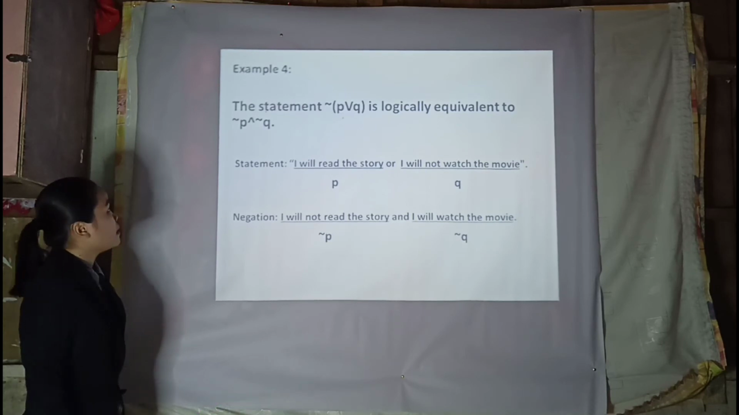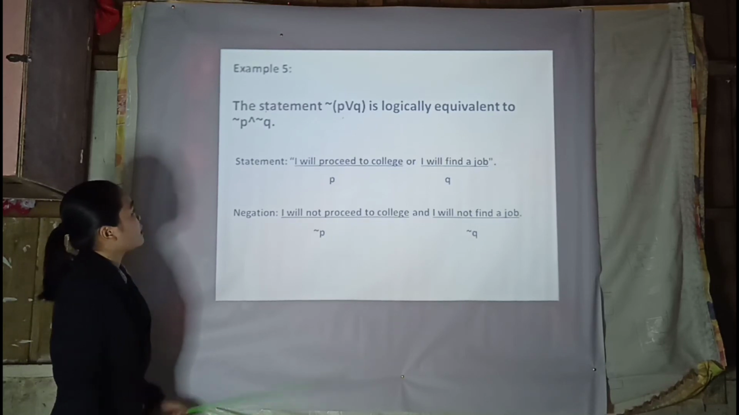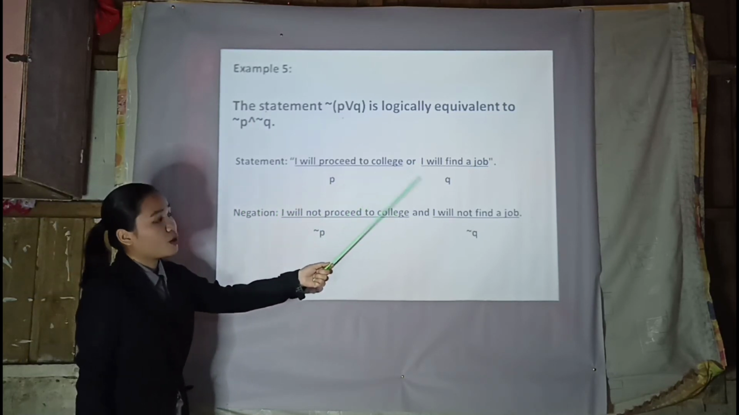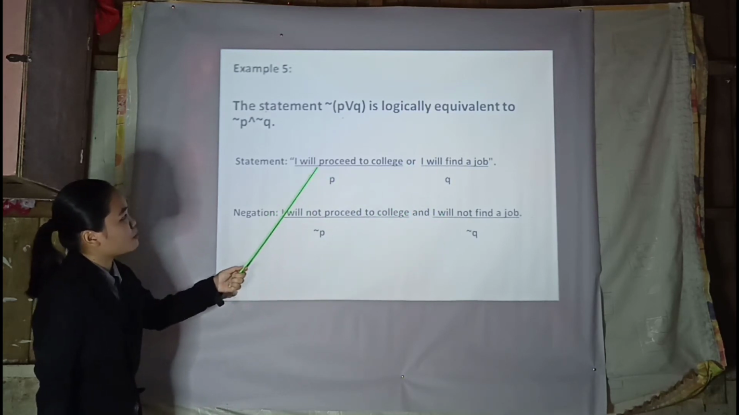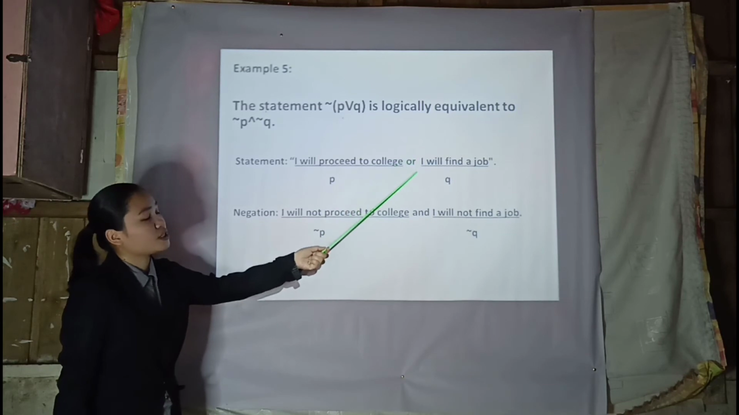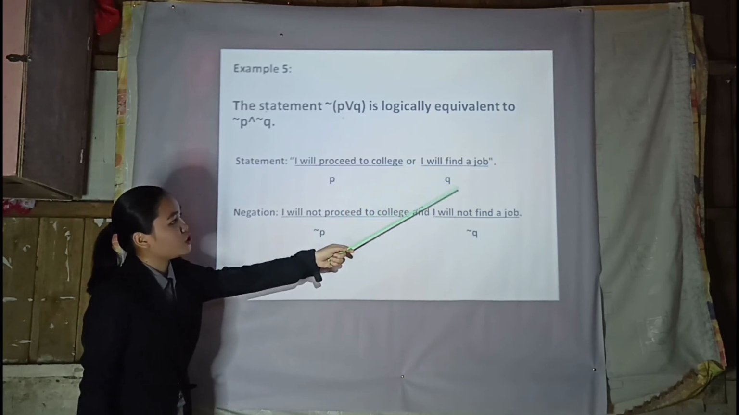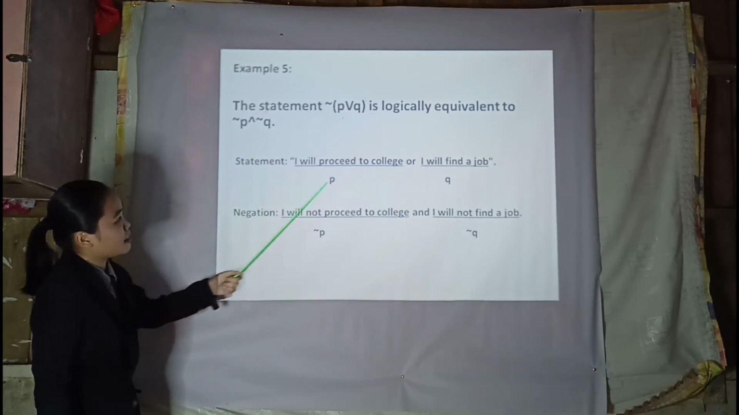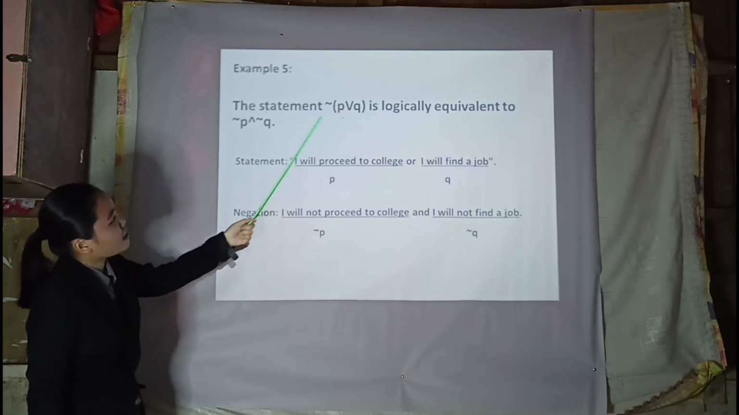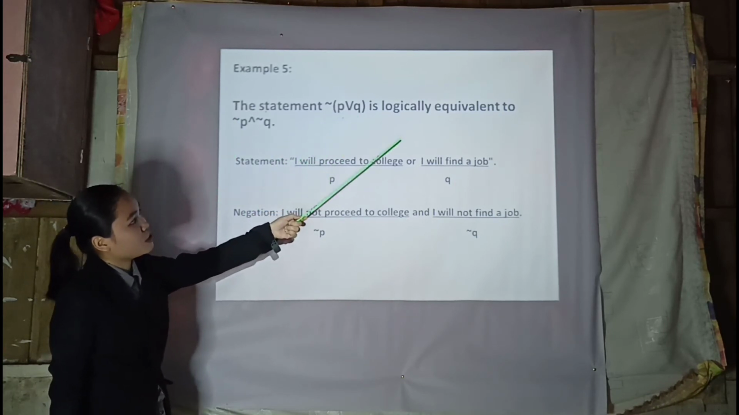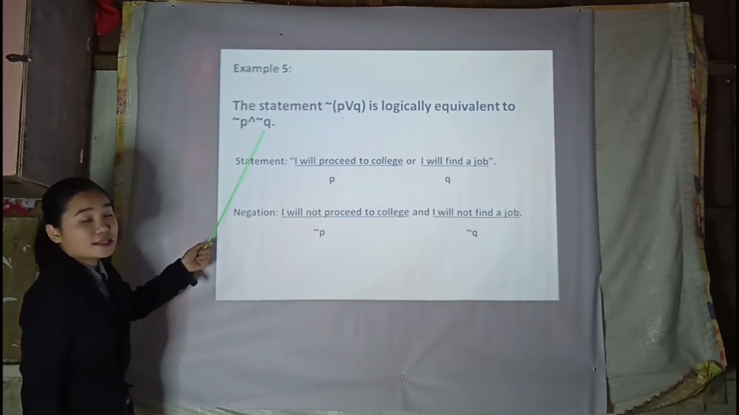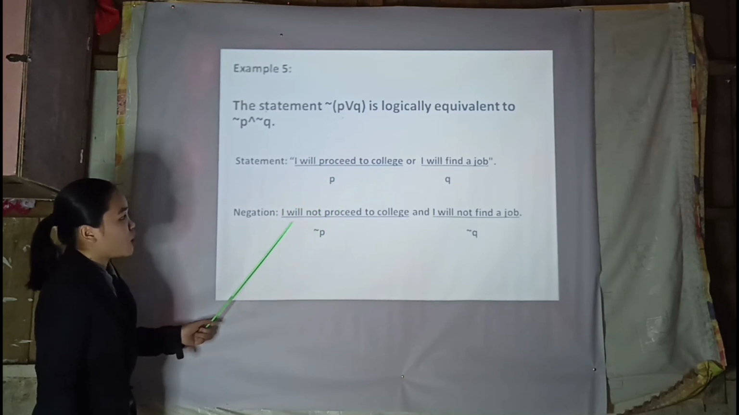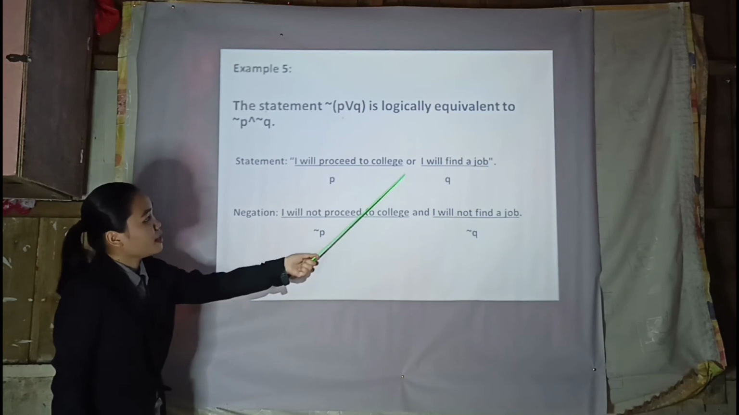Okay. Let's proceed to another example. The statement: I will proceed to college or I will find a job. Our P here is I will proceed to college, and "or" is our logical connective. In the rule of De Morgan's law for logic and negation, we will negate this statement. The statement not (P or Q) is logically equivalent to not P and not Q. So the P here, I will proceed to college, becomes I will not proceed to college.